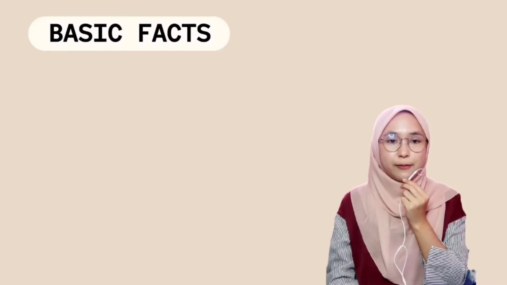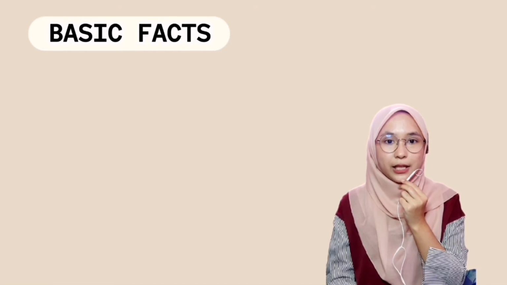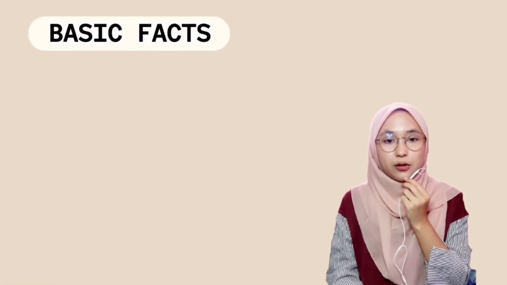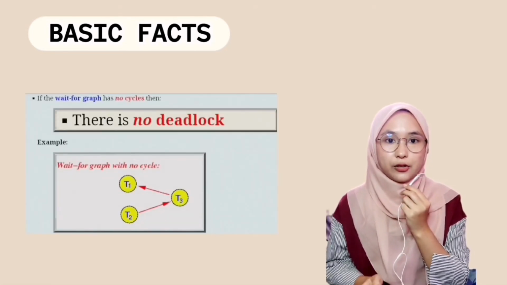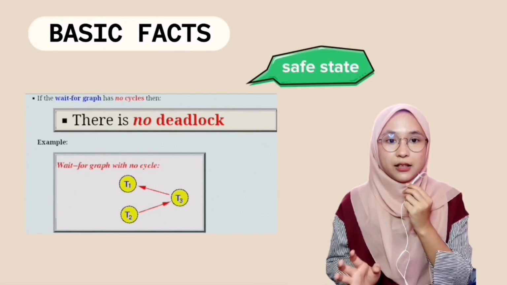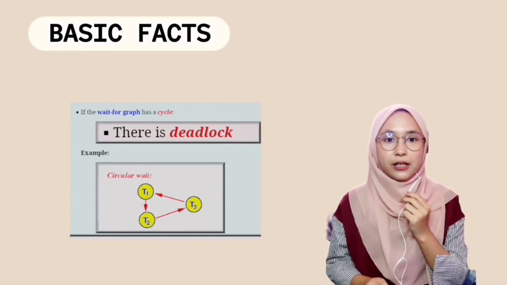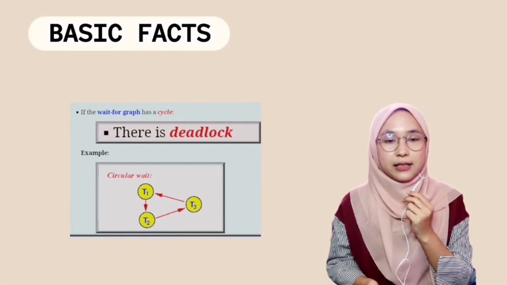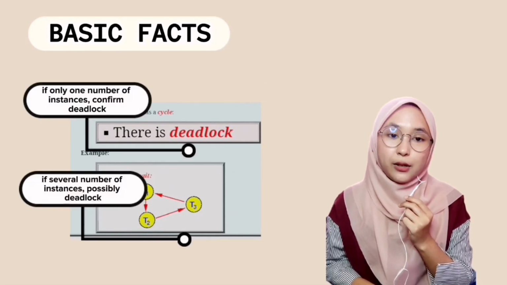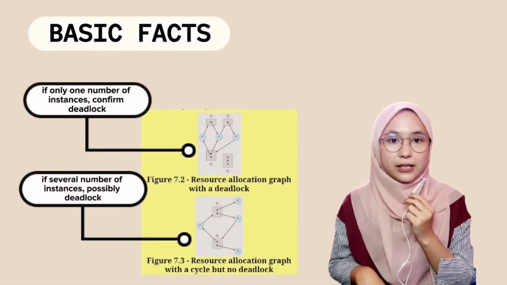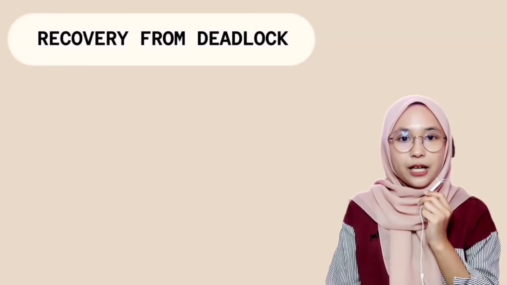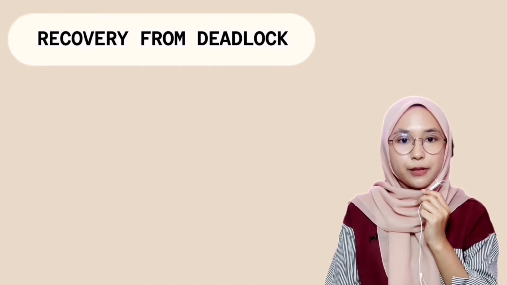Next, I will explain the basic facts that we need to know about deadlock. If a graph contains no cycle or is in a safe state, that means confirmed no deadlock. But if the graph contains a cycle or is in an unsafe state, that means we need to look at the number of instances. To end this video, I continue with the recovery from deadlock.